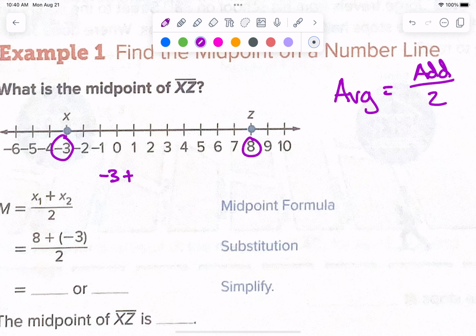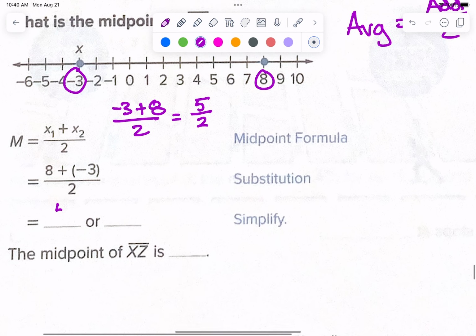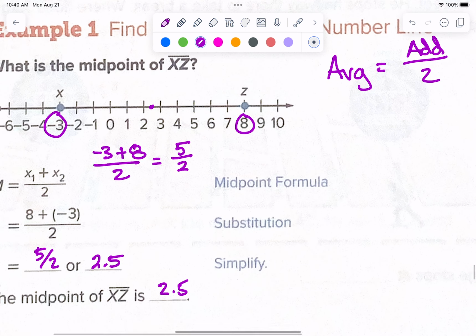So -3 plus 8 divided by 2. -3 plus 8 is 5. 5 divided by 2 is 2.5. So they say 5 over 2 or 2.5. The middle is 2.5. Let's see if it seems about in the right spot. Does that seem equal distance from one side or the other? I would say so.